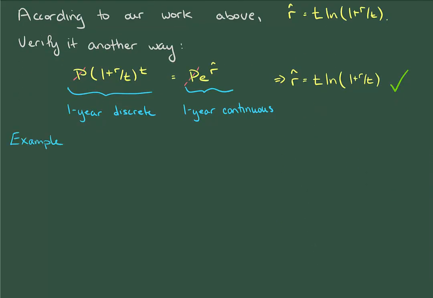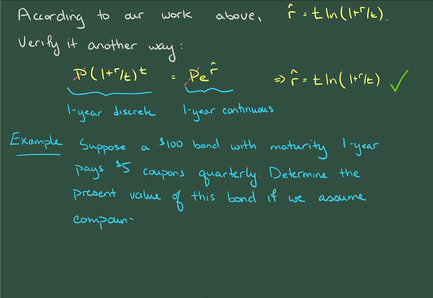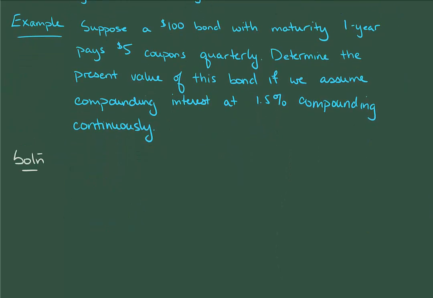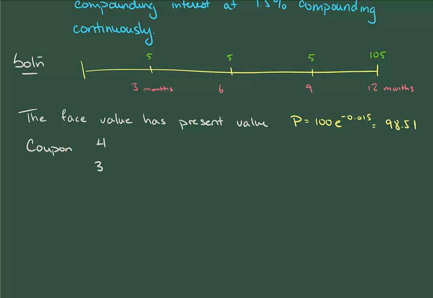All right, let's do an example with continuous compounding interest. We'll repeat the example we did in the bonds video, but I'll write it out again to remind you of the details. We have a $100 bond with a maturity of 1 year paying $5 coupons quarterly. What is the present value assuming an APR of 1.5% compounding continuously? All right, let's redraw our timeline from the bonds video. We have a $105 payment in the 12th month and $5 coupons in the quarters in between. The face value's present value is as follows. Here we've pulled back by just 1 year. Now let's set the stage for the rest of the coupons.